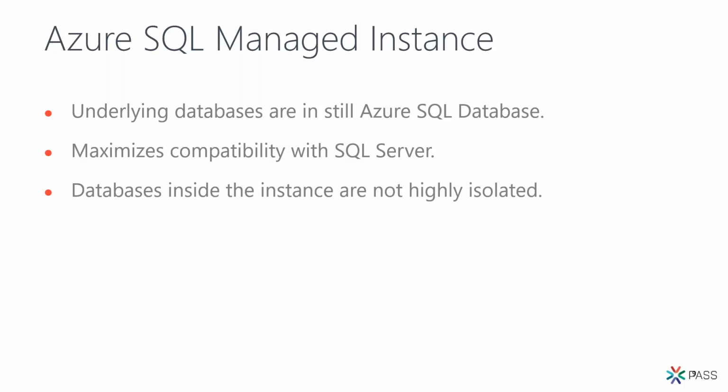Now, the biggest difference for sure is that the databases inside the instance are not highly isolated, right? This is a big difference from the single model and the elastic pool model, where putting them under the same server did not really connect them logically. In Managed Instance, putting them inside the managed instance does connect them logically, like you would inside a SQL Server on-prem, for example.